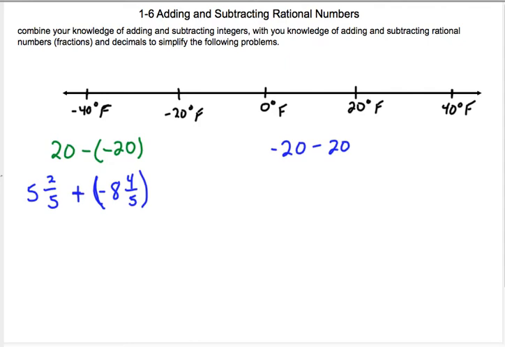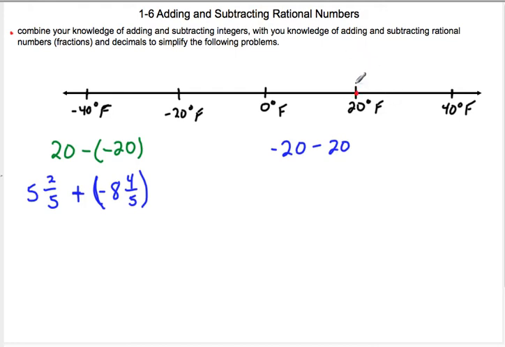So in this we're going to combine our knowledge of adding and subtracting integers with our knowledge of adding and subtracting rational numbers and decimals to simplify the following problems. So remember, if you're dealing with integers, which are positive and negative numbers, such as numbers on a thermometer, for instance, let's say you were in a city that was 20 degrees Fahrenheit. So you're sitting right here, 20 degrees Fahrenheit.